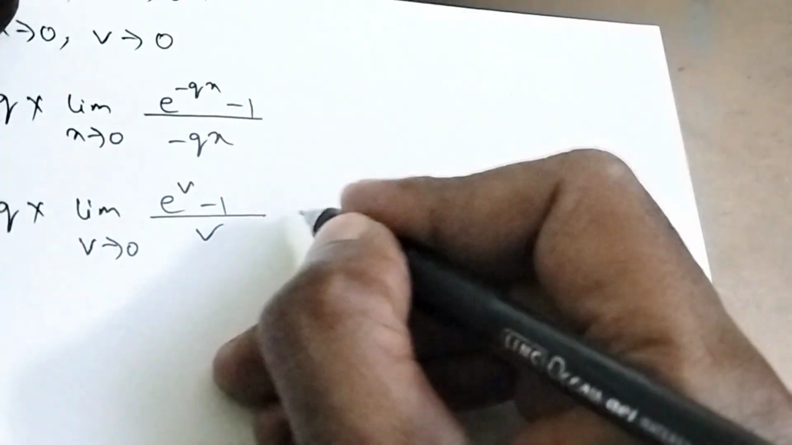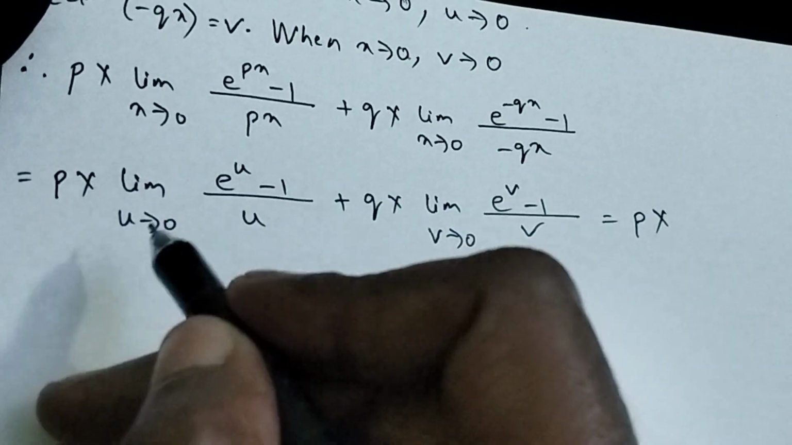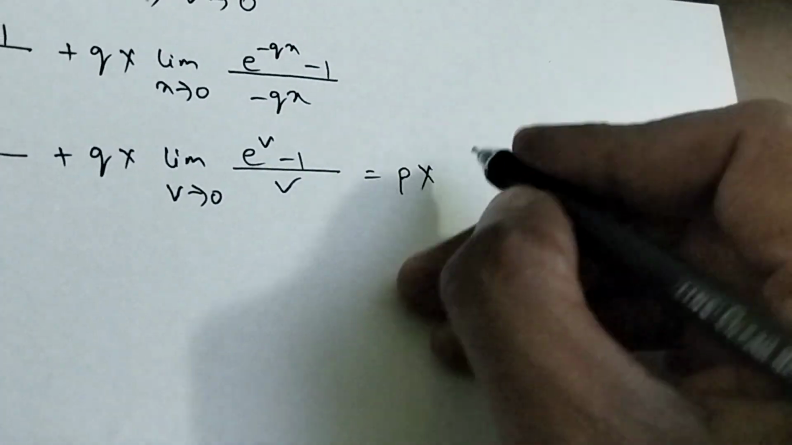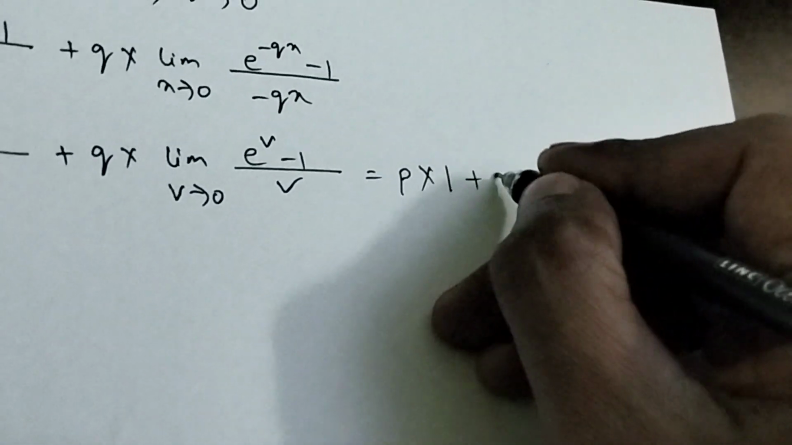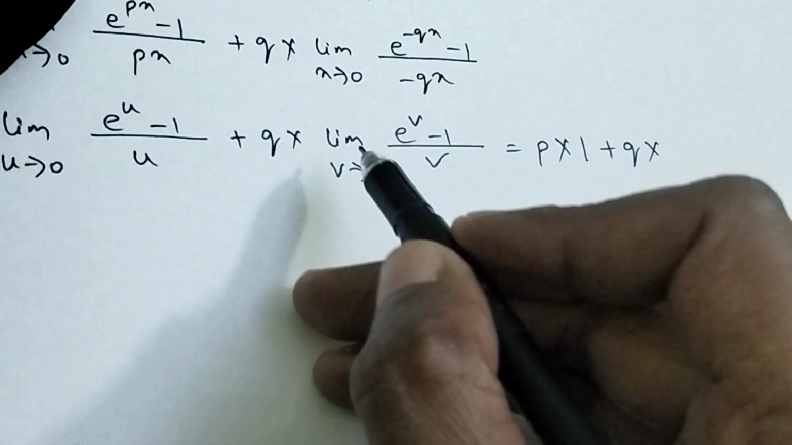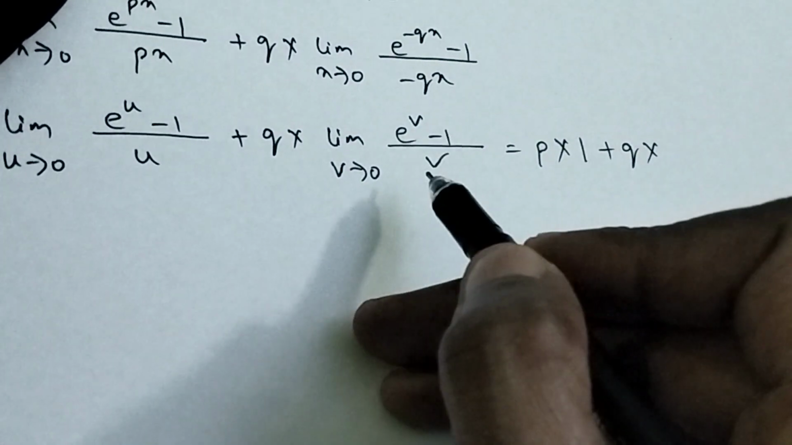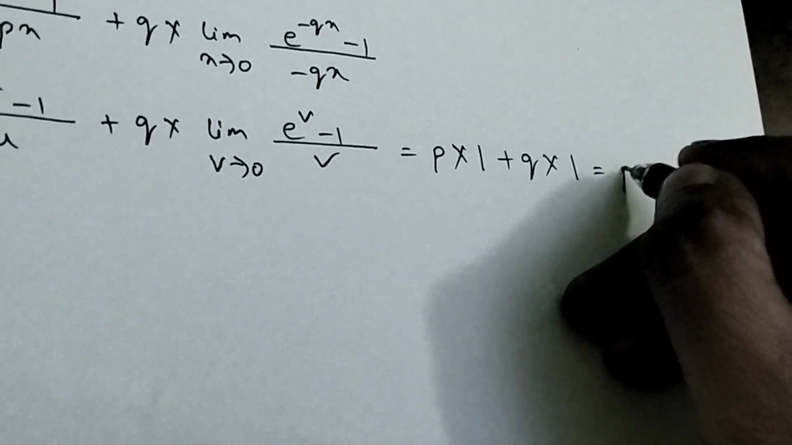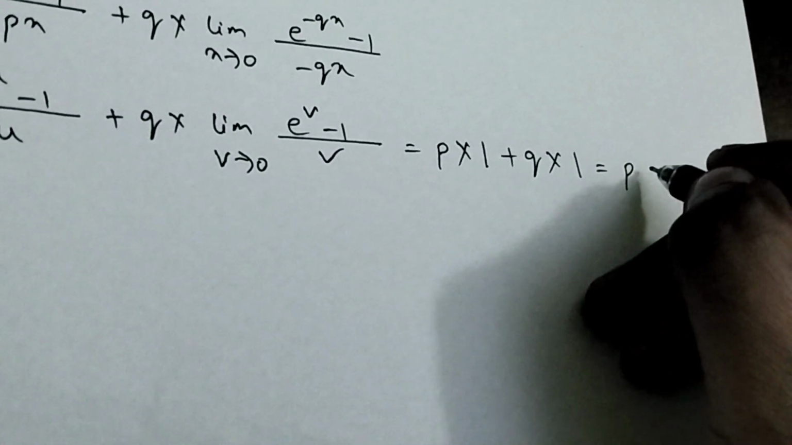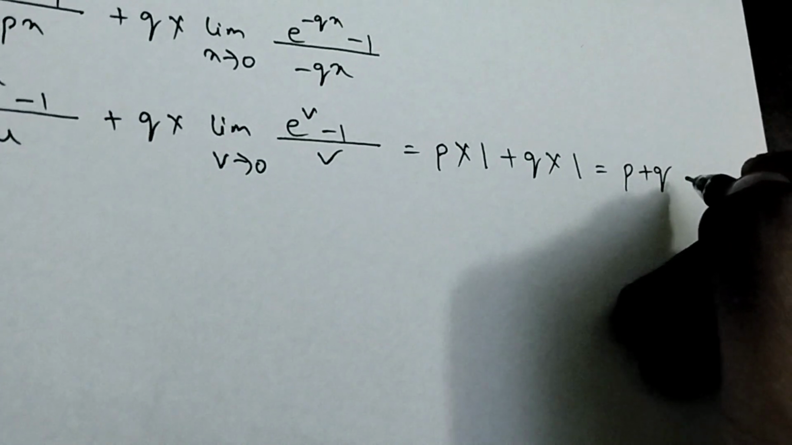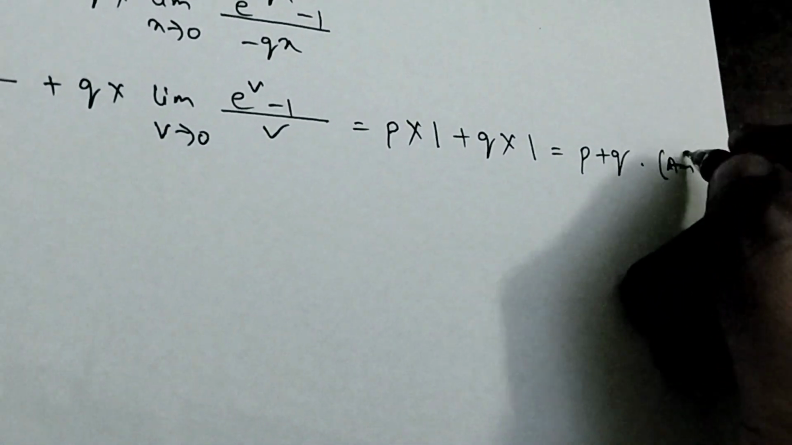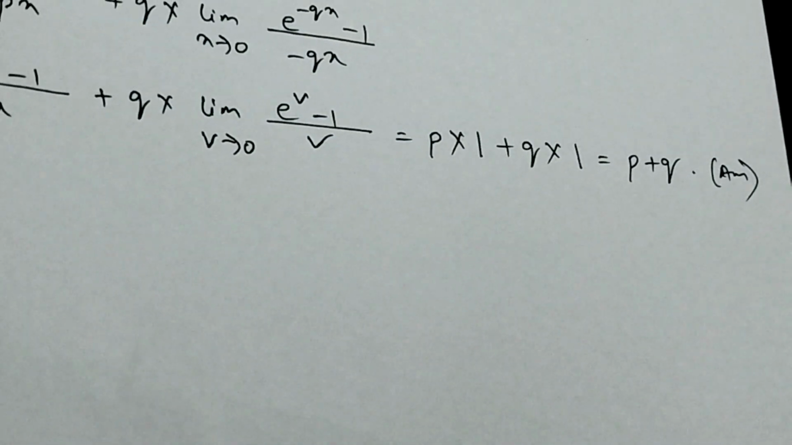So this will be p into limit u tends to 0 e to the power u minus 1 by u, which is equal to 1, plus q into limit v tends to 0 e to the power v minus 1 whole divided by v, which is equal to 1. So it is p into 1 is p, plus q into 1 is q. So p plus q is the final answer. Clear? Thank you.